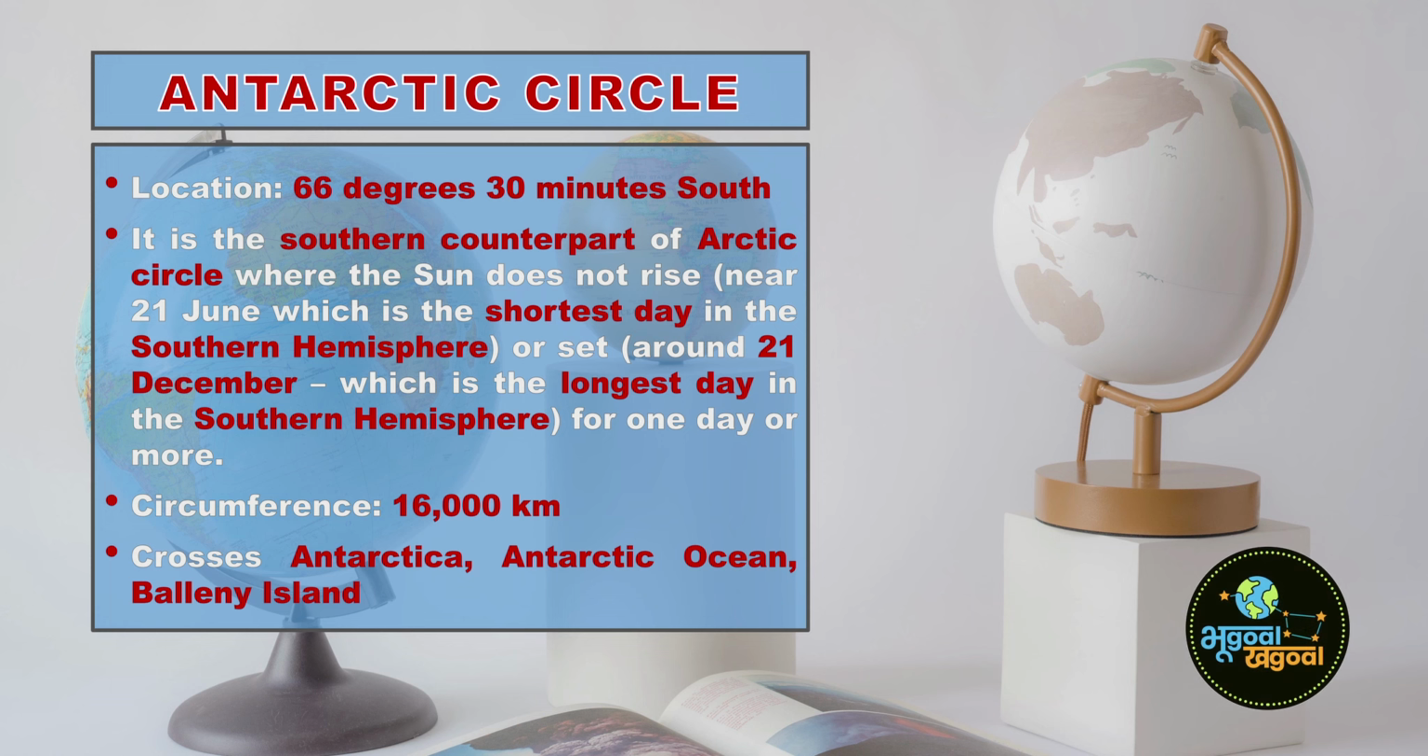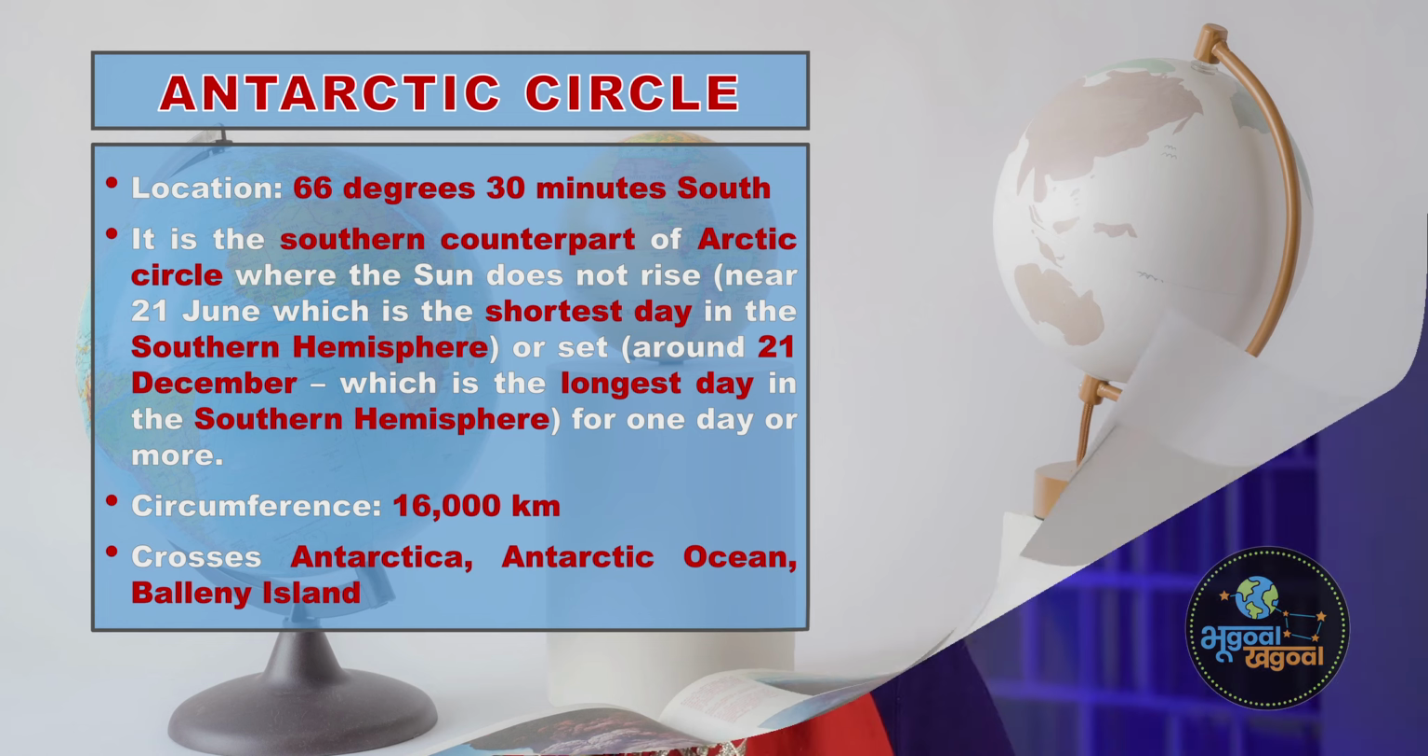The Antarctic Circle is at 66 degrees 30 minutes south. It is the southern counterpart of the Arctic Circle, where the sun does not rise or set for 1 day or more. It crosses through Antarctica, the Antarctic Ocean and Bellini Islands. The circumference of the Antarctic Circle is around 16,000 kilometers, and this region covers about 4% of the Earth's surface.